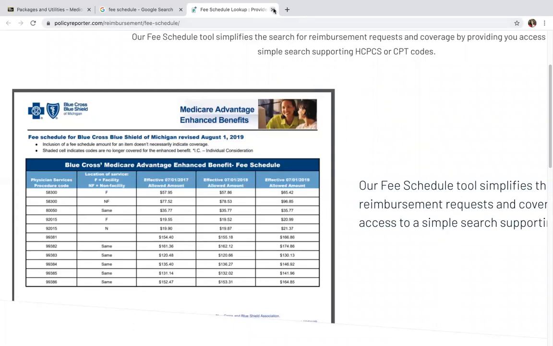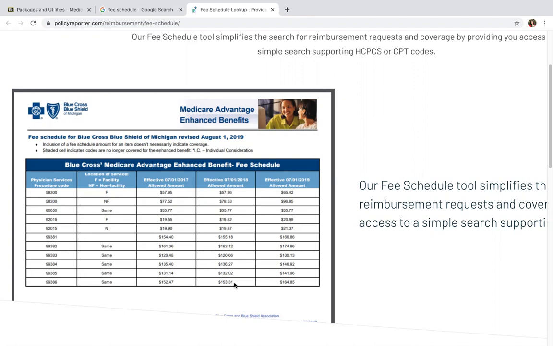So this is an example of Blue Cross Blue Shield's fee schedule, and this is what they're telling us. You guys probably noticed this 99386. You guys remember what that is? That's the office visit with the mammogram screening, right? So the Blue Cross Blue Shield Medicare Advantage plan says the allowable amount to submit for reimbursement, let's go over here to 2019, as of July 2019 is $164.85.